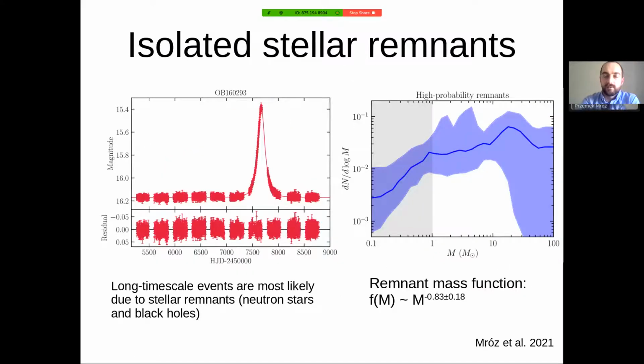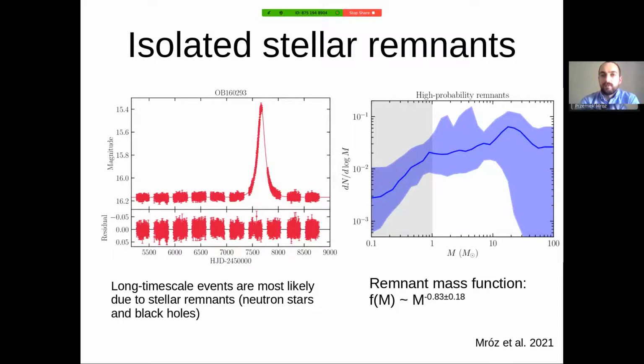On the other side of the mass spectrum, microlensing also allows us to detect isolated stellar remnants, that is, neutron stars and black holes. And because they have relatively large masses, we expect that microlensing events by these kinds of objects should have relatively long timescales, on the order of about a year.